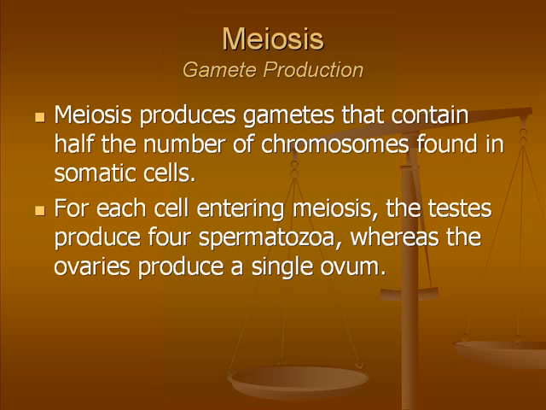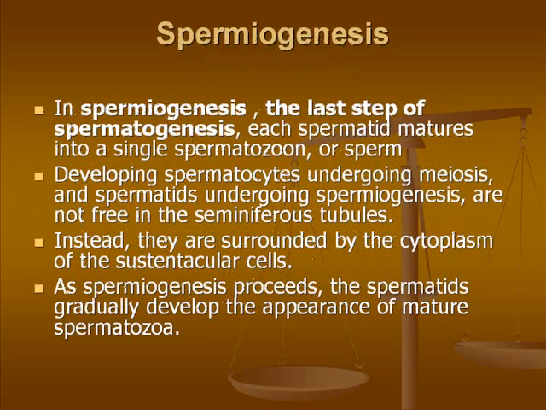They have to be haploid because when they reach the female reproductive system, they'll join with the female egg, which was also haploid. The 23 and 23 chromosomes will join together and form the developing embryo. Meiosis produces gametes that contain half the number of chromosomes found in somatic cells. For each cell entering meiosis, the testes produce 4 spermatozoa, whereas the ovaries will produce a single ovum. You understand the difference there.